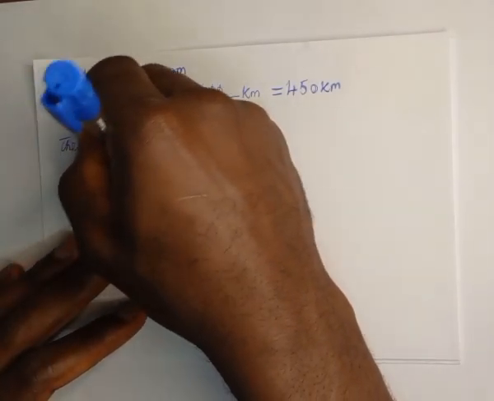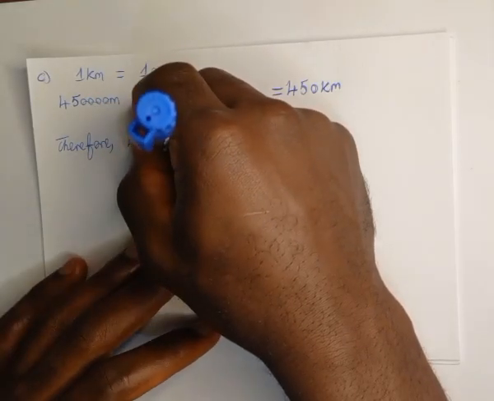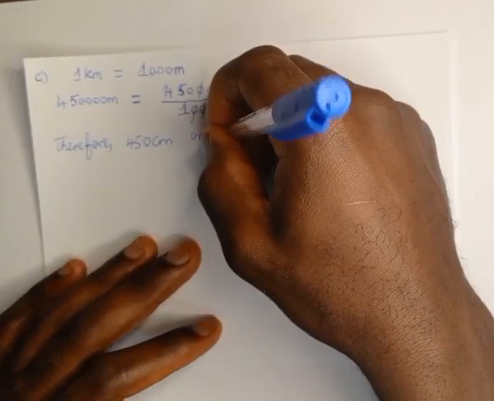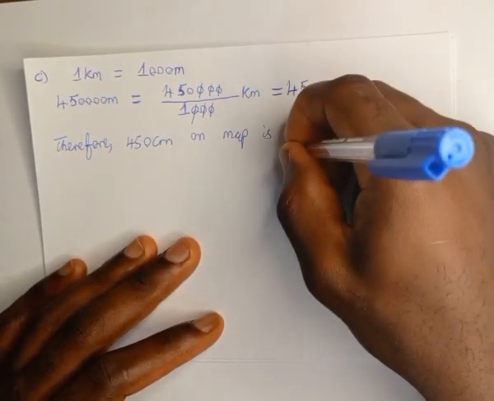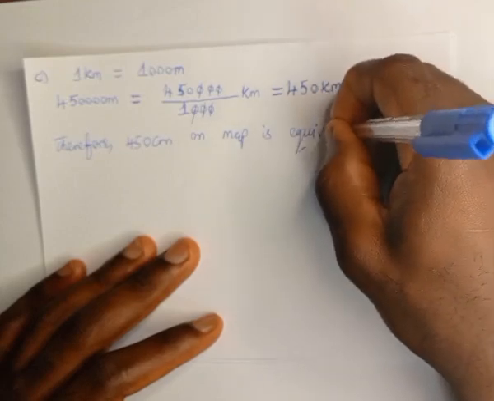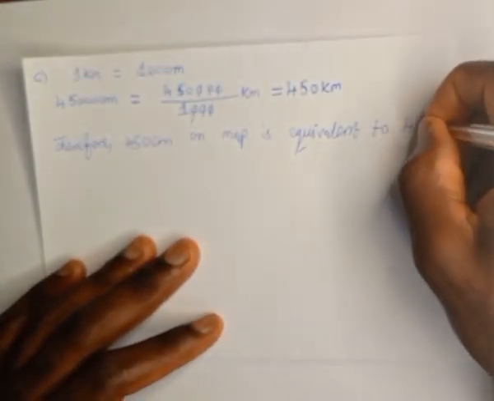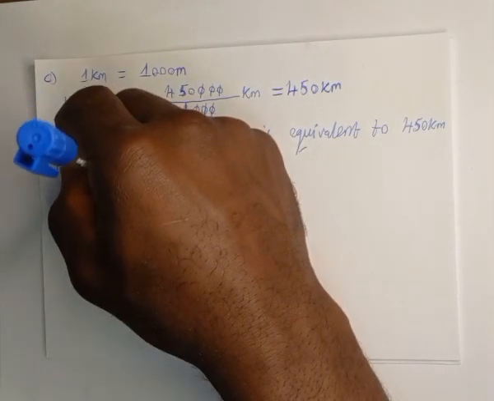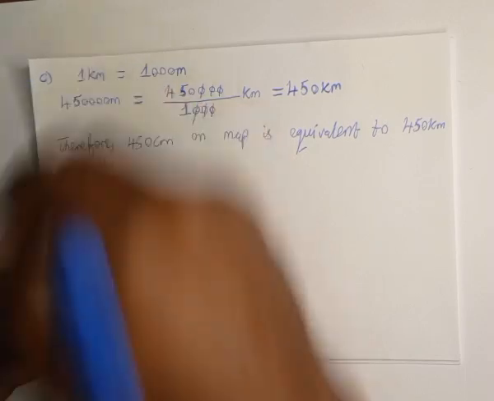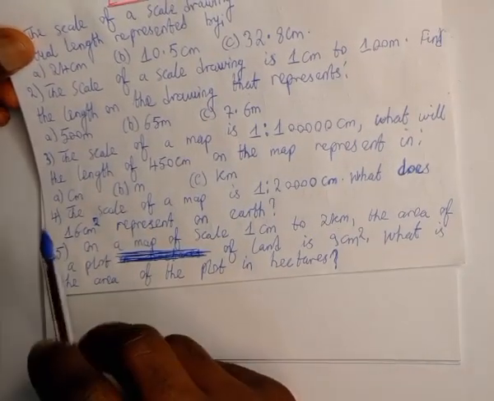Then we conclude, therefore, 450 centimeters on map is equivalent to 450 kilometers on Earth. And we are done with question 3. We go now to the next question, question 4.